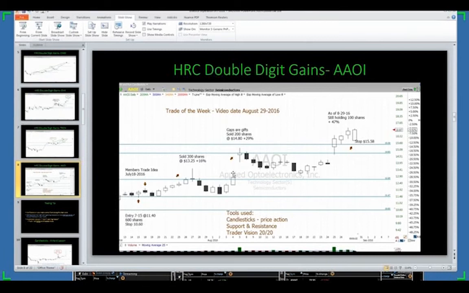Now, I was not expecting the gap. That was a huge surprise. A nice surprise, but a huge surprise. Gaps are gifts, so we took off another 200 shares. So now we only have 100 shares left, but we collected 29% on this gap. Thank you, gap.